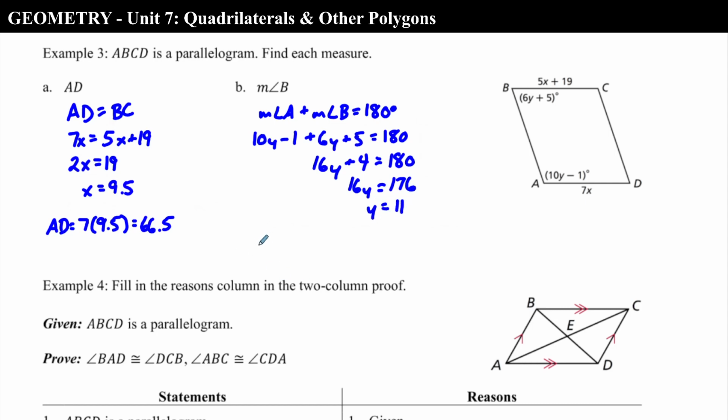And then here it's just a matter of putting y back in to find B. So the measure of angle B is going to be 6 times 11 plus 5. So that's going to give us 71 degrees.